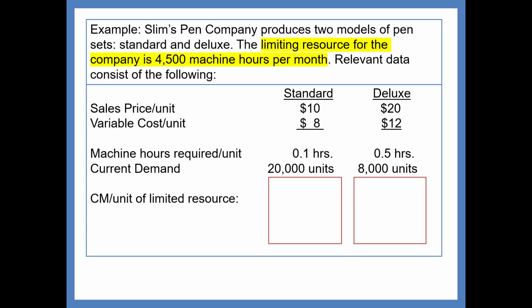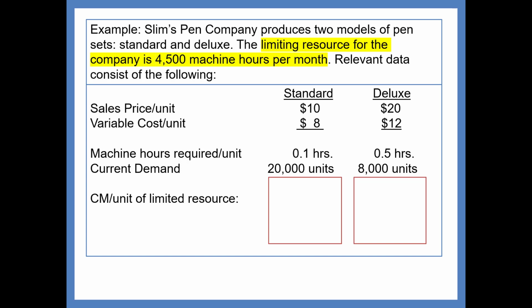Now what we have to do is decide which of these products will be the most profitable, because if you look at 4,500 machine hours, you can see that we need 0.1 hours for each of the 20,000 units of standard, that's 2,000 hours, and we need 4,000 hours to meet production of the deluxe. So that obviously we need 6,000 machine hours and we only have 4,500 available. That's how we know we have a limited resource.